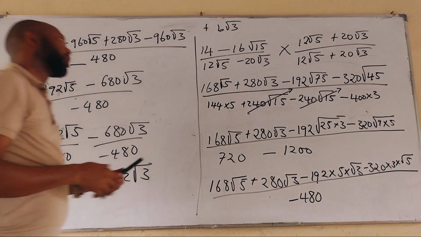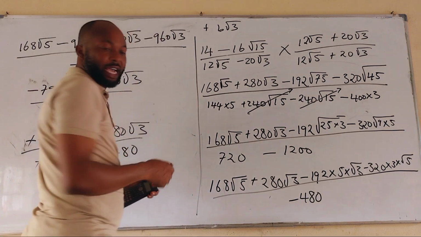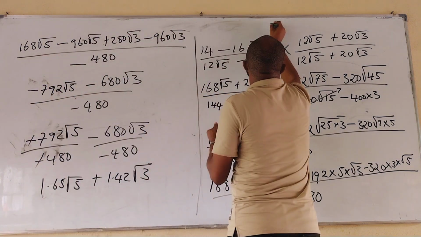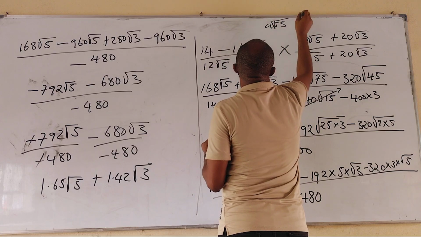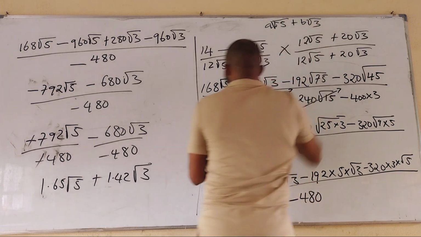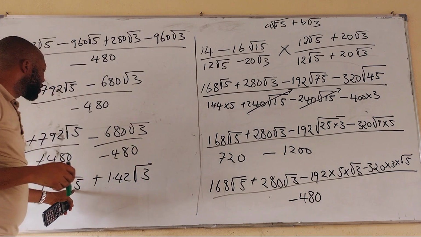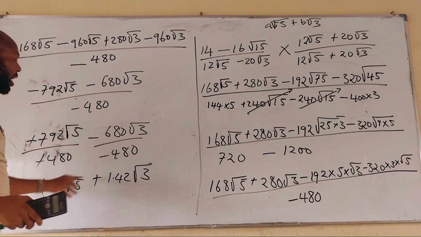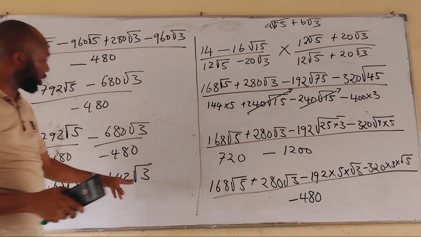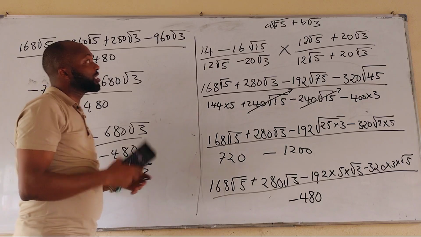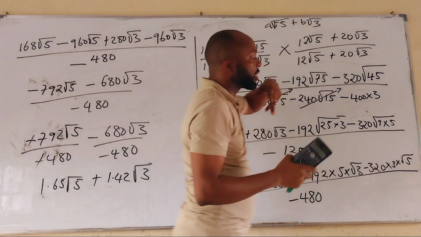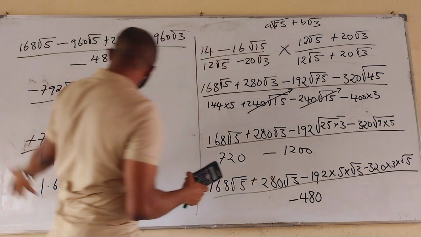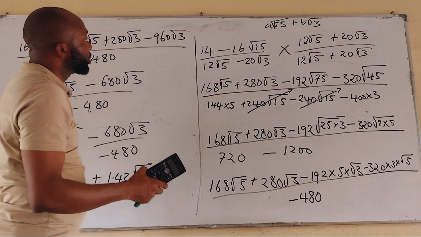Now, they are asking us to leave our answer in the form a root 5 plus b root 3. So this is root 5, this is root 3. It means our a is 1.65 and our b is 1.42, because 1.42 is the variable attached to root 3 as ascribed by them, and 1.65 is the variable attached to root 5. So 1.65 becomes our a and 1.42 becomes our b.